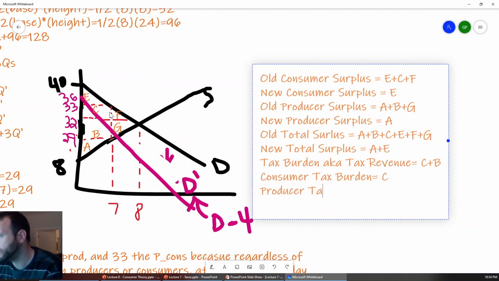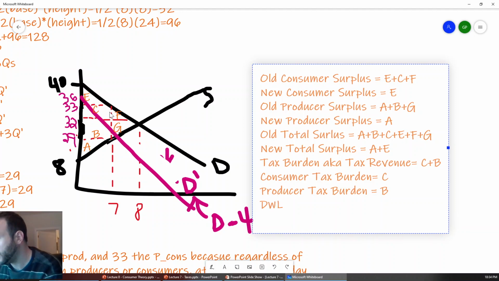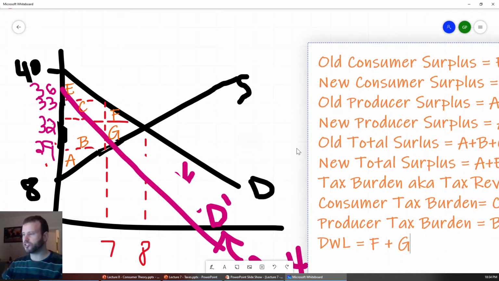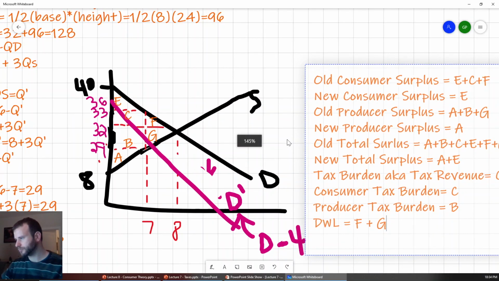Producer tax burden is what? Is B, right? That's the part of tax burden that used to be part of producers, but now is a tax burden. And your deadweight loss is going to be F plus G, okay? Of which F used to come from consumers and G used to come from producers.